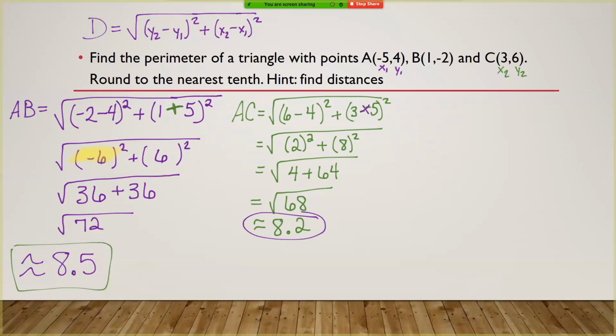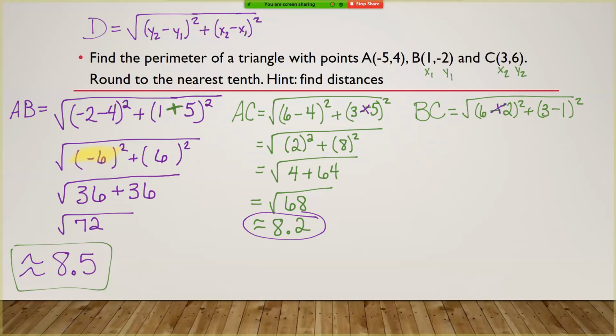Now for the last one, I'm going to relabel. I'm going to label B as x1, y1, and I'm going to leave C as x2, y2. So now I'm finding the distance from B to C. So my first set of parentheses, I'm going to have 6 minus -2. And my second set of parentheses, I'm going to have 3 minus 1.